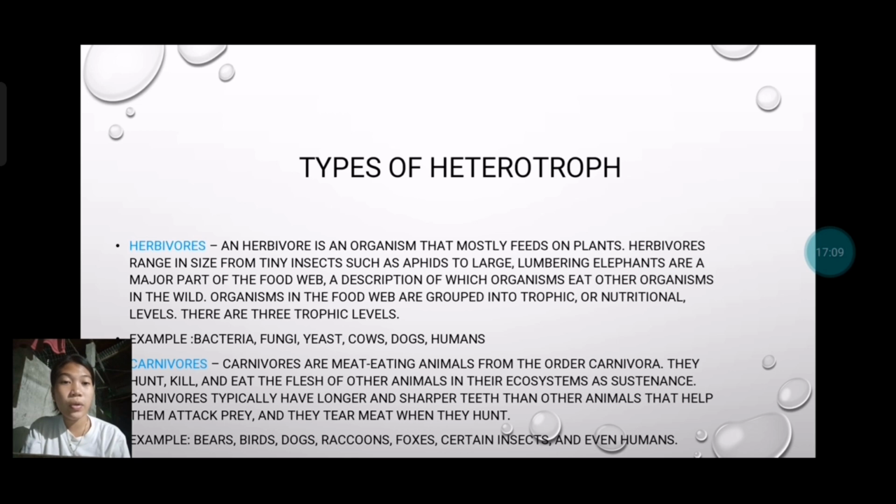Next, let us proceed to carnivores. Carnivores are the meat-eating animals from the order Carnivora. They hunt, kill, and eat the flesh of other animals in their ecosystem as sustenance. Carnivores typically have longer and sharper teeth than other animals that help them attack prey and tear meat when they hunt. Examples: bears, dogs, raccoons, foxes, certain insects, and even humans.